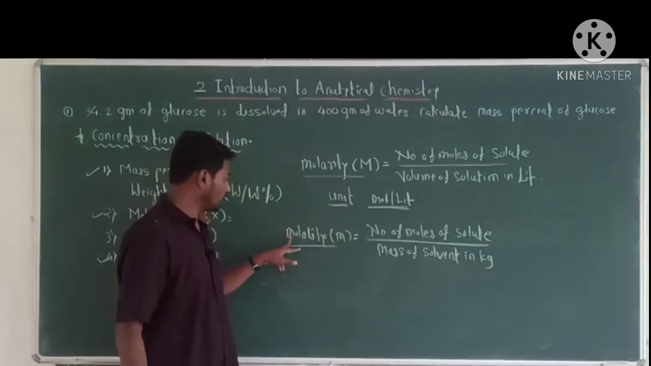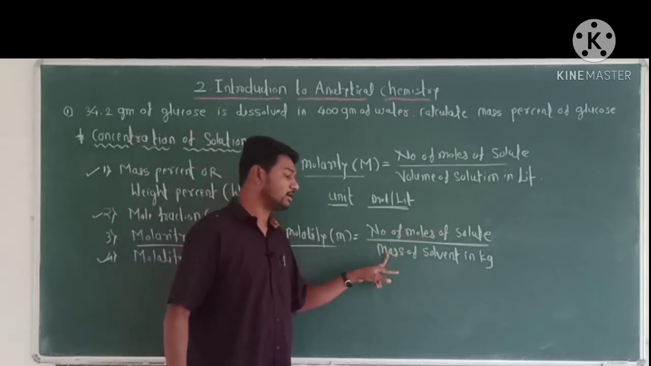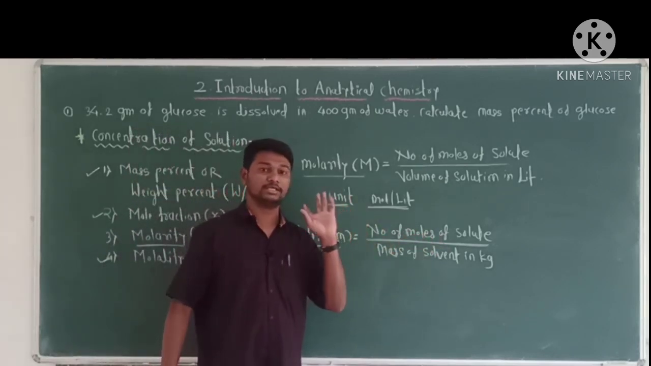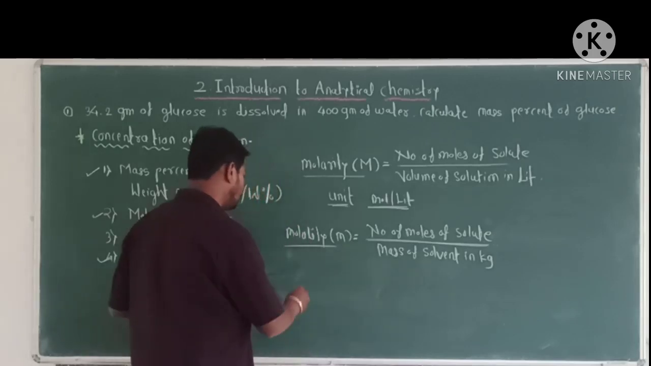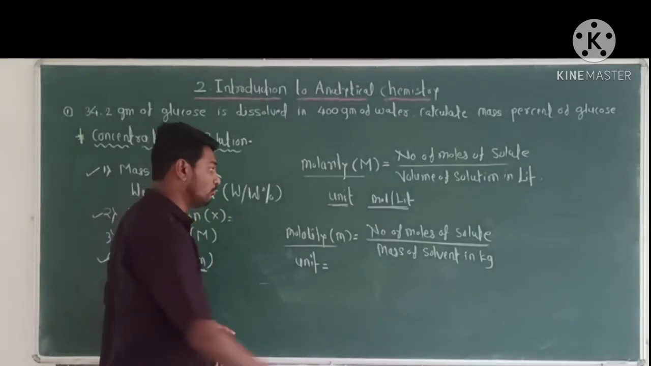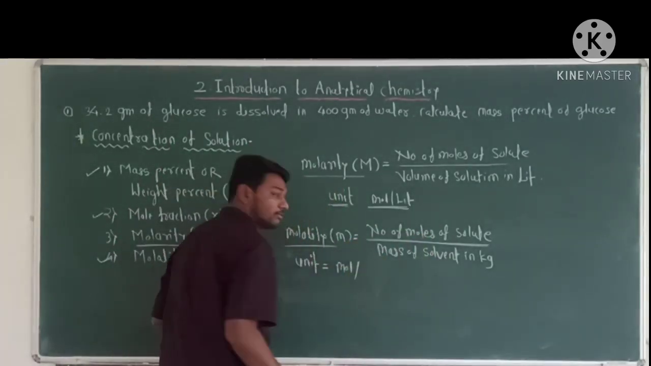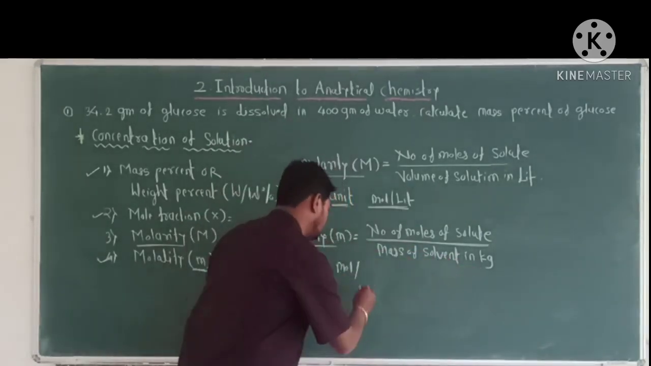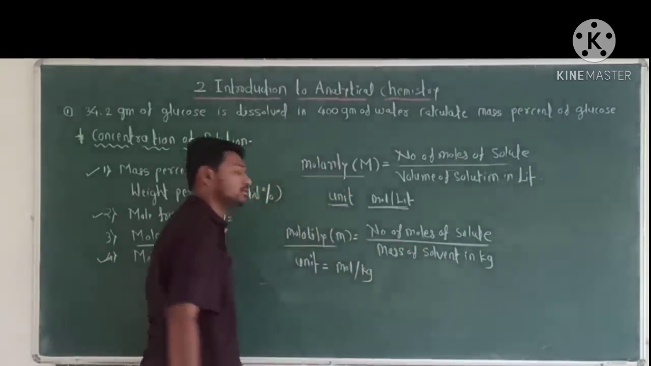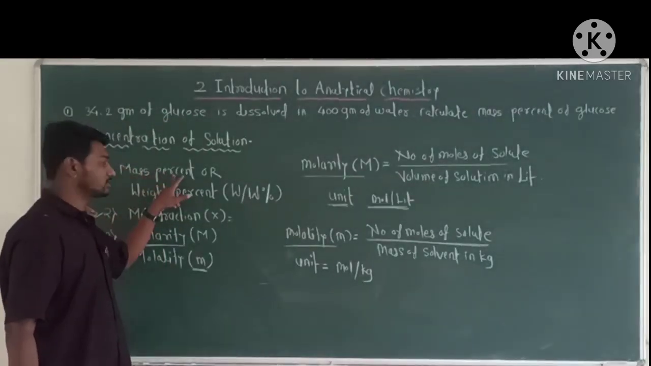That is, molality is given by the equation: number of moles of solute divided by mass of solvent in kg. Now, the unit of molality is the number of moles of solute, that is mole, per kg. This is the unit of molality.